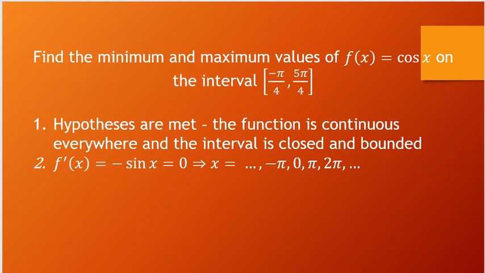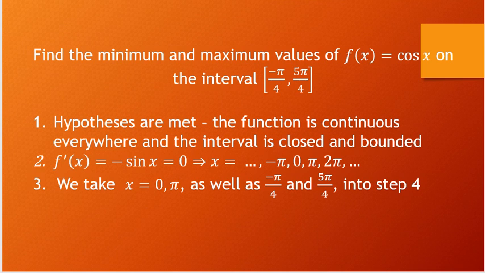Now, we only need to carry on into step 3. We only need to take the x values that lie between negative pi over 4 and 5 pi over 4. Of this infinite list of x values, there are only 2 x values that we need. We only need 0, and we only need pi. So we're going to take those 2 x values as our stationary points, and then we're going to take the endpoints of our interval, negative pi over 4 and 5 pi over 4, and those are each of the guys that we're going to plug into our function f of x in step 4.